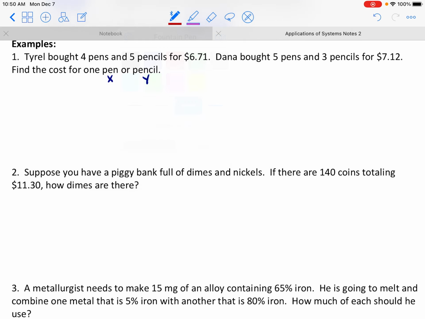So I'm going to write one equation for Tyrell. It says that he bought 4 pens and 5 pencils and spent a total of $6.71. So 4 pens, we would say 4 x's, and 5 pencils, we would say 5 y's. All together, those 4 pens and those 5 pencils cost $6.71. So there's an equation for the information we know about Tyrell.